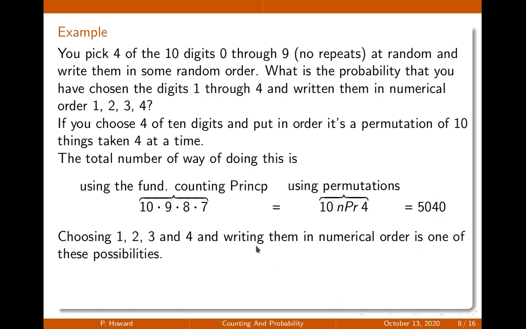Choosing 1, 2, 3, and 4 and writing them in numerical order is just one of these possibilities. So the probability of doing this, of choosing 1, 2, 3, and 4 and writing them in numerical order, is 1 over 5,040, 0.000198.